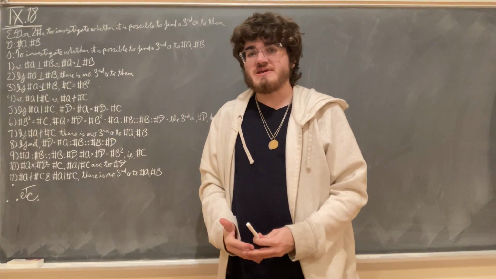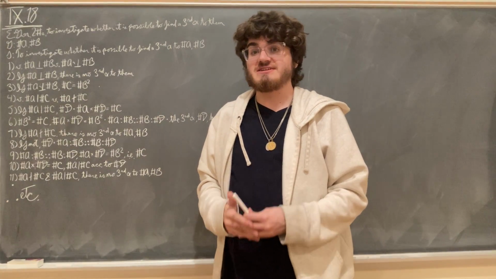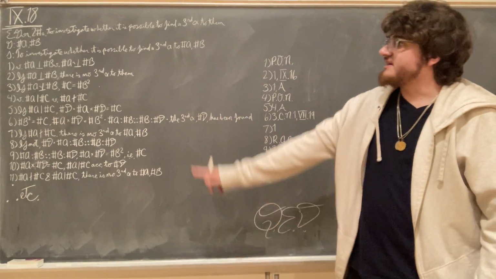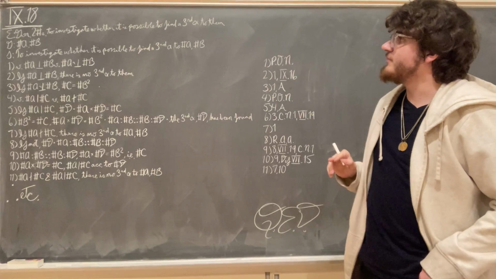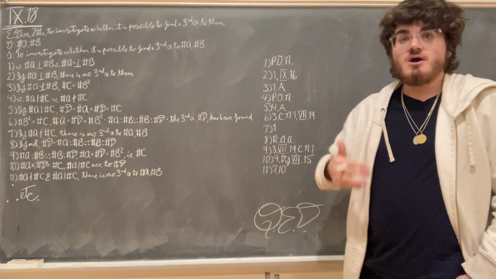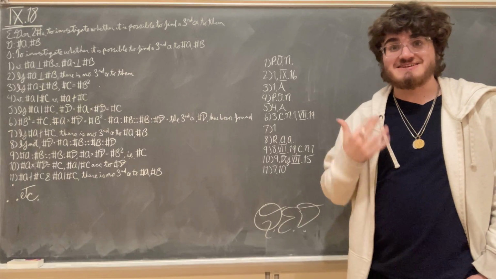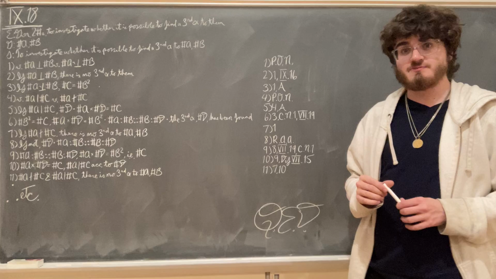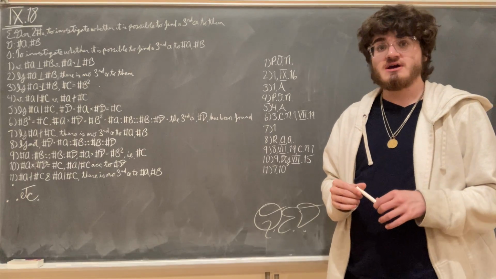Hello. This will be a demonstration of Proposition 18 from Book 9 of Euclid's Elements, which says, given two numbers, to investigate whether it is possible to find a third proportional to them. We're given two numbers, A and B, and the task before us is to investigate whether it is possible to find a third proportional to them.